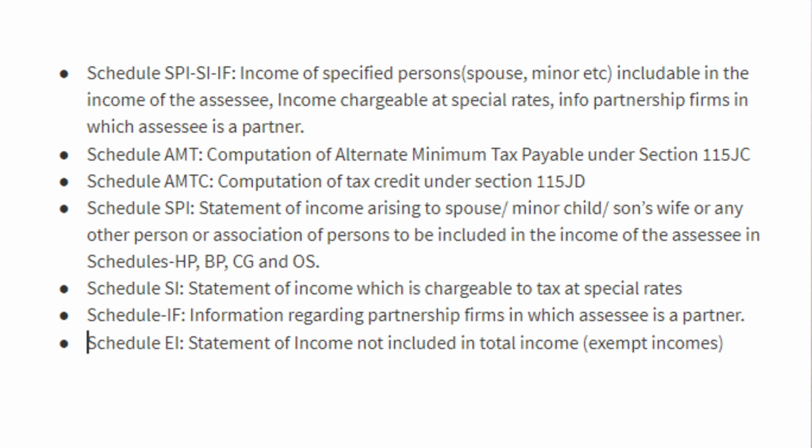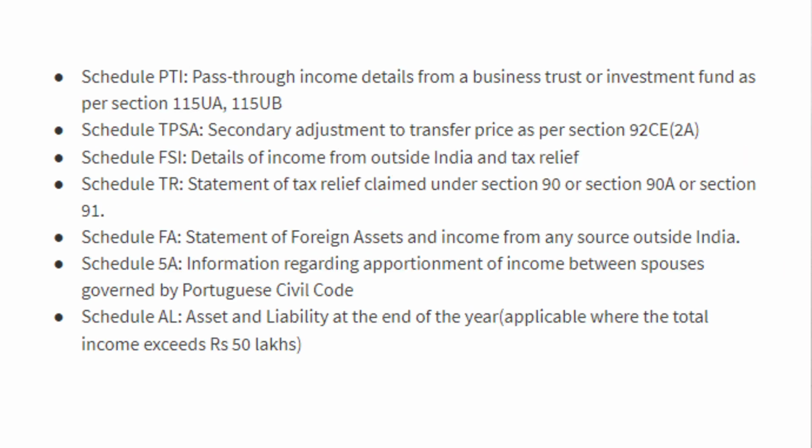In case you are a partner in a partnership firm, you can disclose the details of the share of profit as well as any salary income from the same. There is a separate schedule for claiming any relief in respect of income you earn from outside India. You can claim the credit for taxes paid outside India. In Schedule FA, you disclose the foreign assets and income from any source outside India. In case your income is above Rs 50 lakh, you have to give a disclosure about your assets and liabilities at the end of the year.